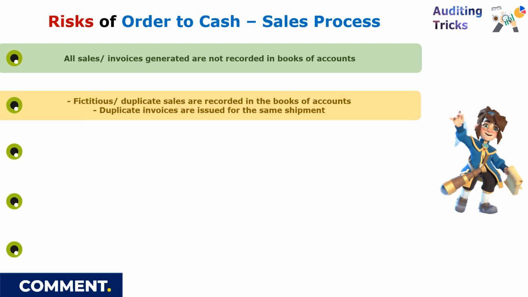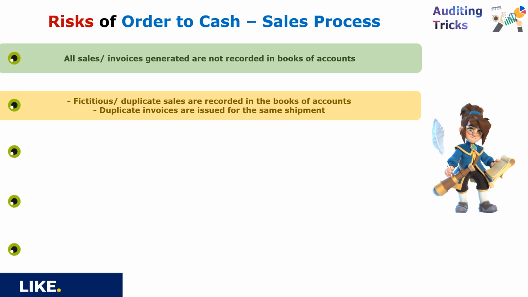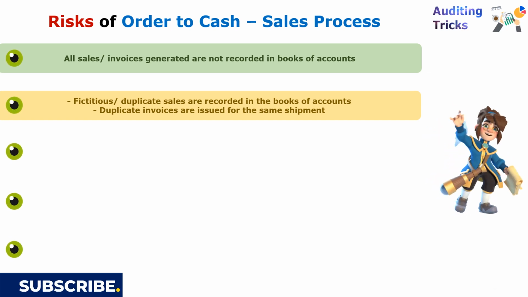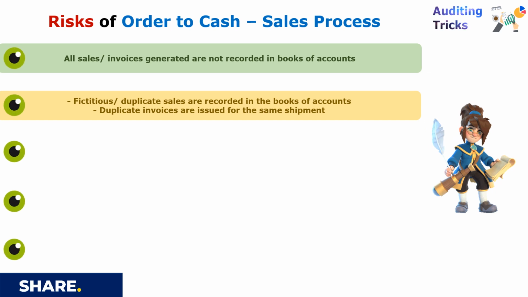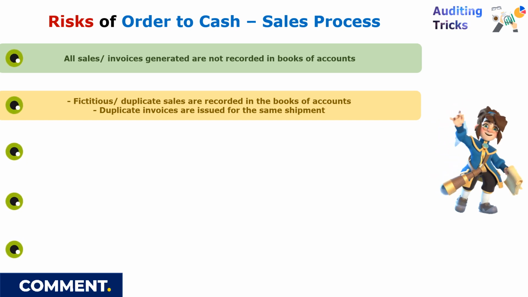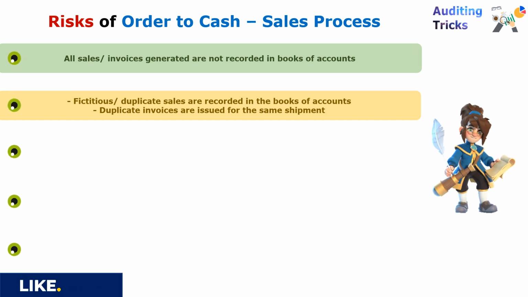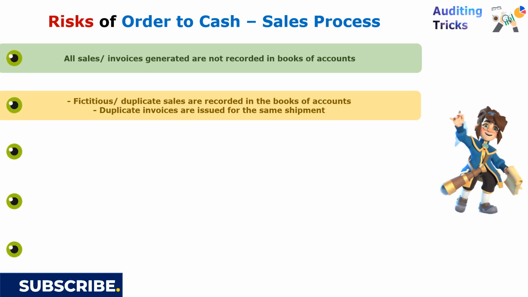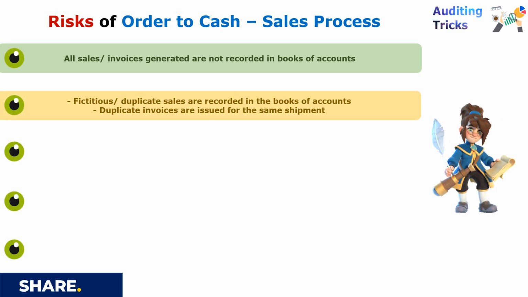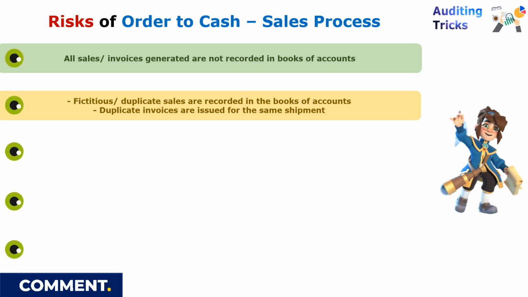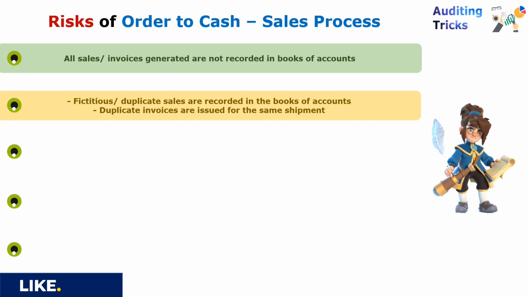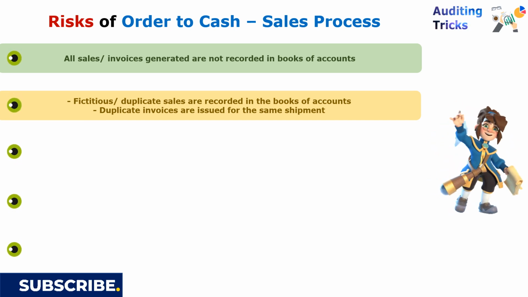The next is fictitious or duplicate sales are recorded in the books of accounts, or duplicate invoices are issued for the same shipment. Here we need to ensure that no duplicate entry is posted and no duplicate invoice is generated. It could lead to a fraud risk and a high rated risk.